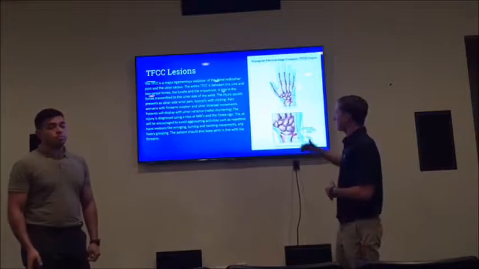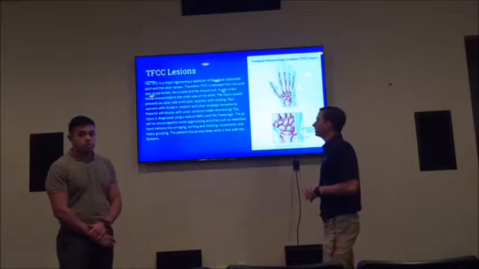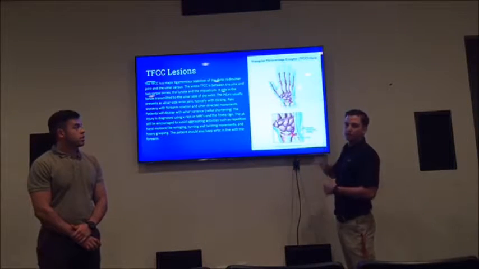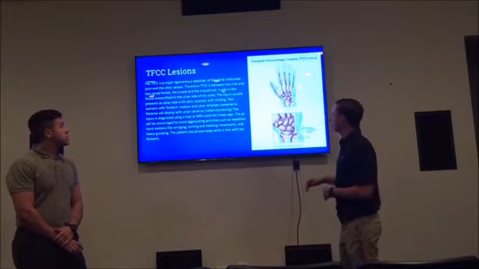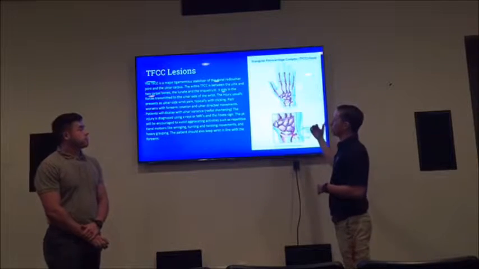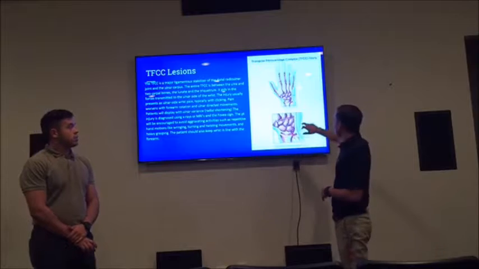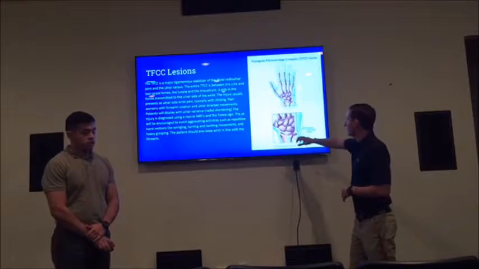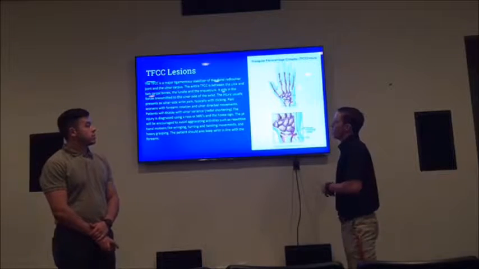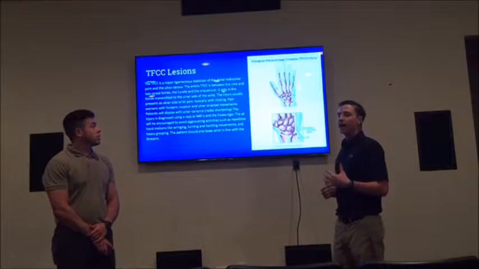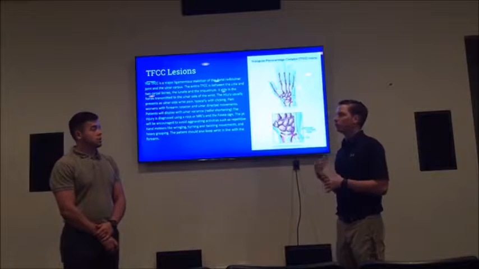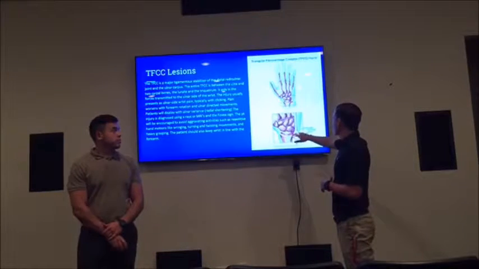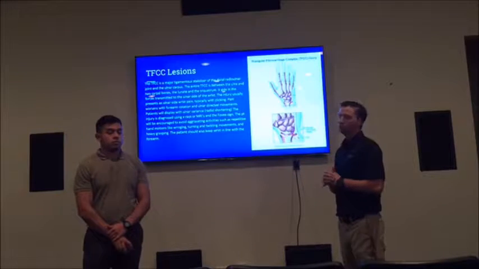So, some basic information about the TFCC lesions. The TFCC is a major ligamentous stabilizer of the distal radial ulnar joint as well as the ulnar carpus. The entire TFCC is going to be located between the ulna and these two carpal bones, the lunate and the triquetrum. TFCC kind of acts as a meniscus in the fact that it aids in transmitting forces directed towards the ulnar side of the wrist.